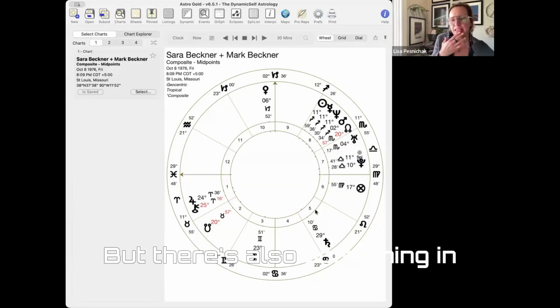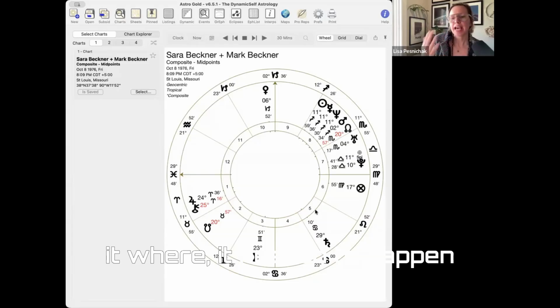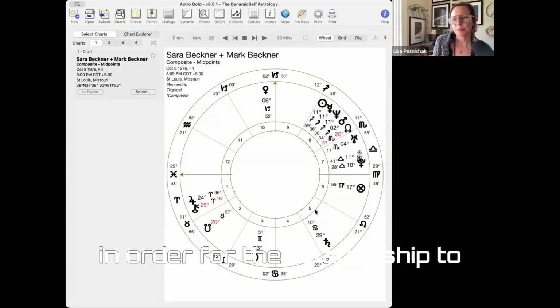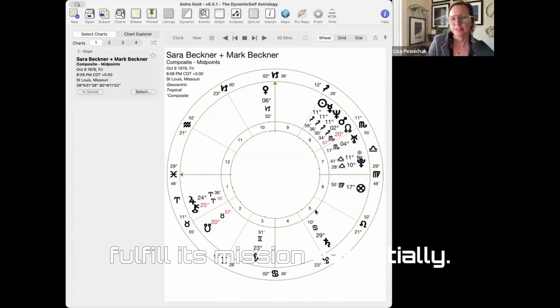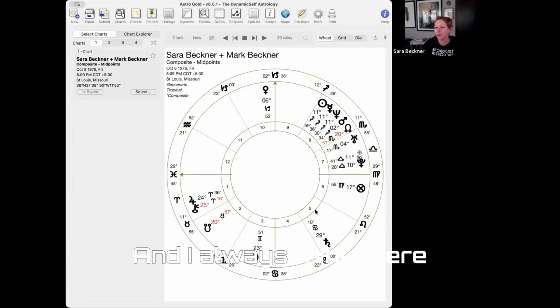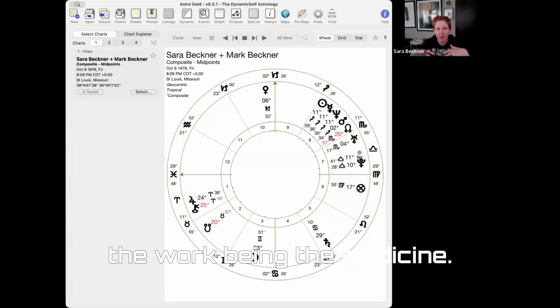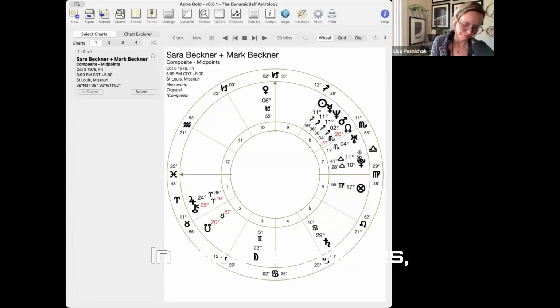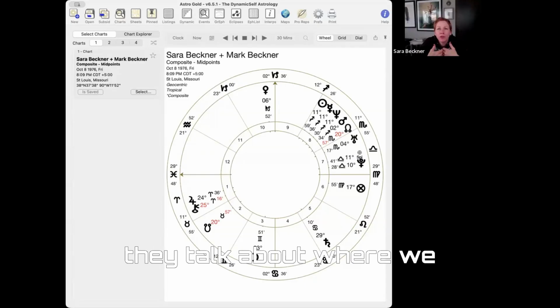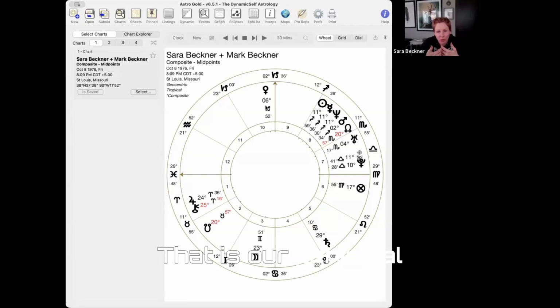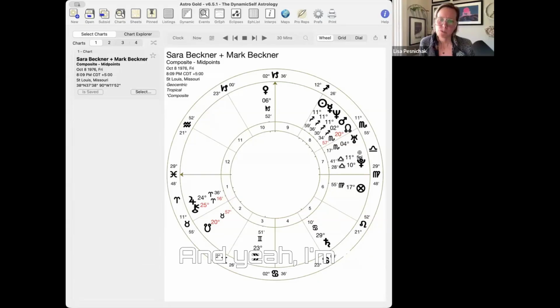But there's also something in it where it needed to happen in order for the relationship to fulfill its mission, essentially. And I always think there are a lot of philosophies and traditions where the work is the medicine. In Kabbalistic studies, they talk about where we feel the most resistance, that is our personal work in this life. And doing that work is our greatest satisfaction. And so, yeah, I'm not deterred by the Saturn.